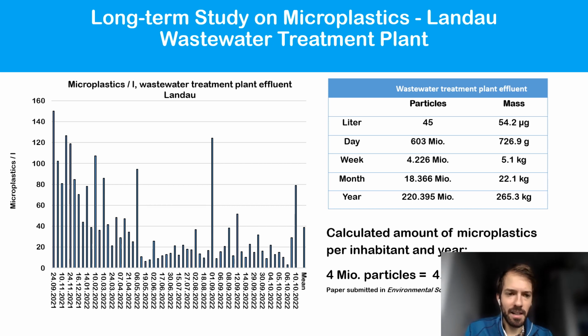And here are the results of our long-term study, which we did in Landau in a German wastewater treatment plant in the effluent to really see and validate our method and to see where are problems, does it work well. Our results show a contamination of the effluent between 150 to only 1 microplastic particles per liter. And we were really surprised because, as you can see over the time with the microplastics concentration, we have a strong temporal variation.